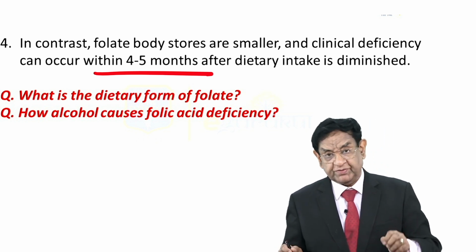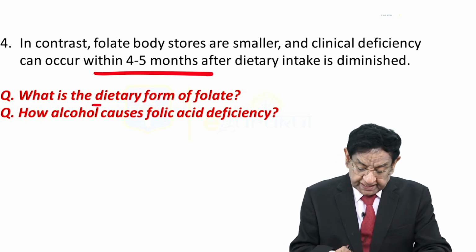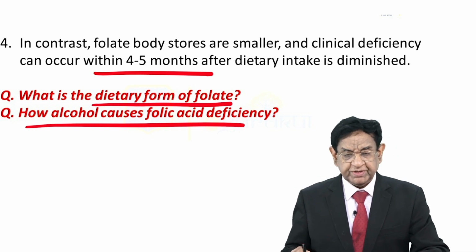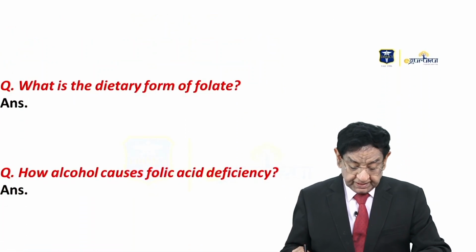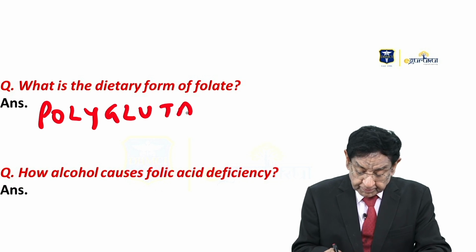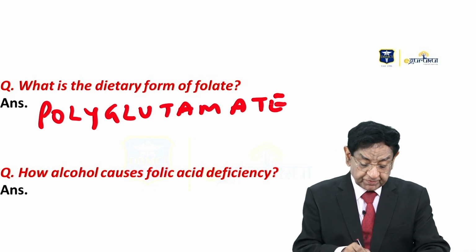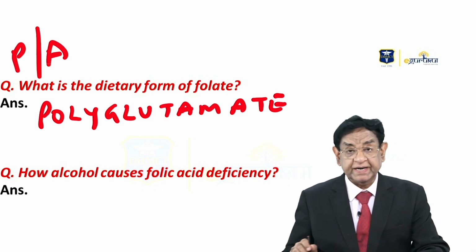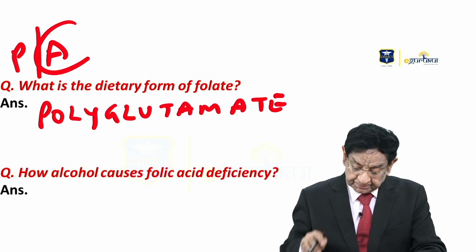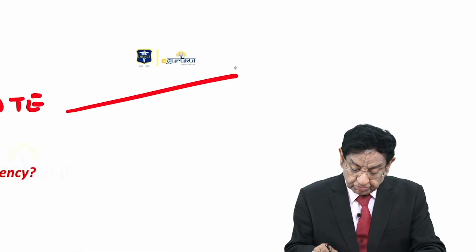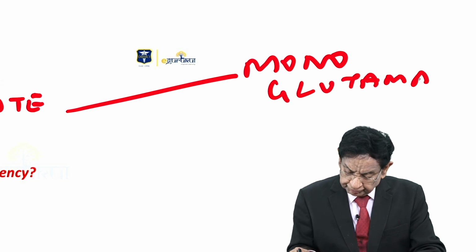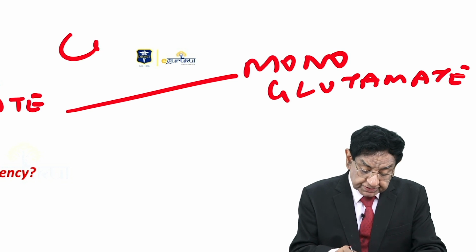So, a few more questions for you. What is the dietary form of folate, and how does alcohol cause folic acid deficiency? Stop the video, write down the answer. The dietary form is polyglutamate. This can come from plants and animals, P for plant, A for animal. In contrast, B12 is there only in animal. This is broken down into monoglutamate by the enzyme conjugase.